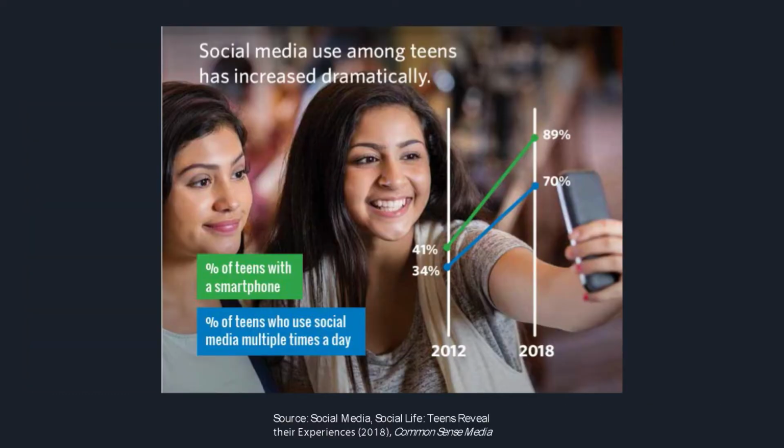Not surprisingly, social media use among teens has also increased dramatically. Again, from 2012 to 2018, a 6-year span, we went from less than half of teens having a smartphone to 90% of teens having a smartphone. From 34% of teens using social media multiple times a day up to 70%. So a big difference in the last several years in what teens are doing with their time and the devices that they have access to.